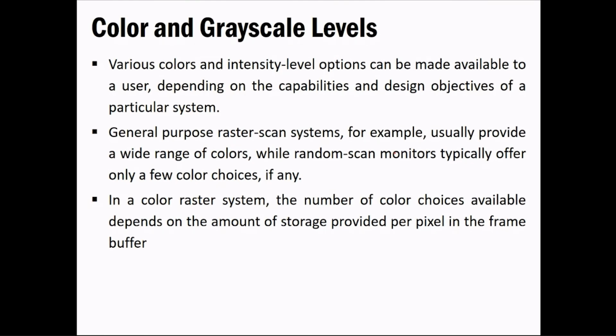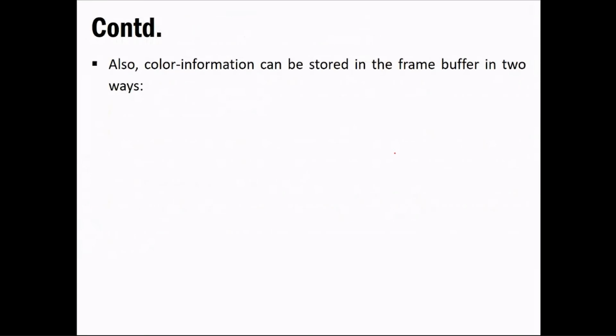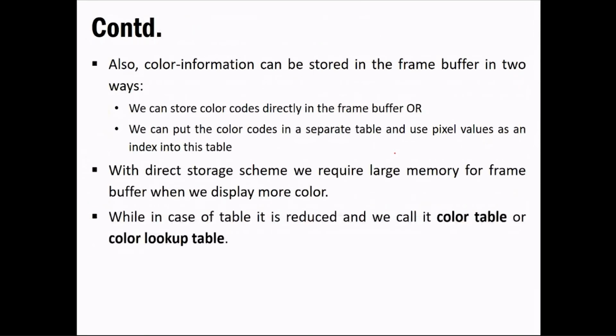Now in a color raster system, the number of color choices available depends on the amount of storage provided per pixel in the frame buffer. So out of the available choices, you'd be making some decision so that you can display it for your purpose. Also, color information can be stored in the frame buffer in two different ways. That is what you have to keep in mind. Now just pay attention over here.